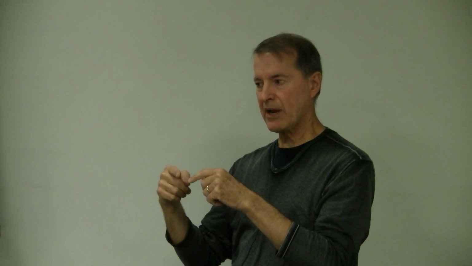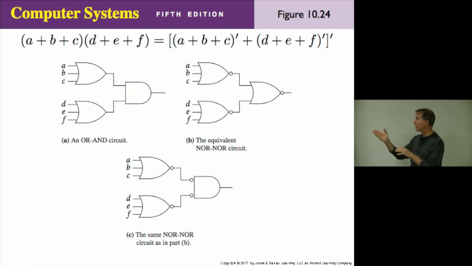Okay, so what we have discovered through all these manipulations is that any Boolean expression or any logic diagram can be written as an equivalent, how many levels? 2 level, right? We've seen that anyone can be written as a 2 level AND-OR, and we've seen algebraically how to write it also as a 2 level OR-AND. Here in figure 10.24 is an example, this is an OR-AND.